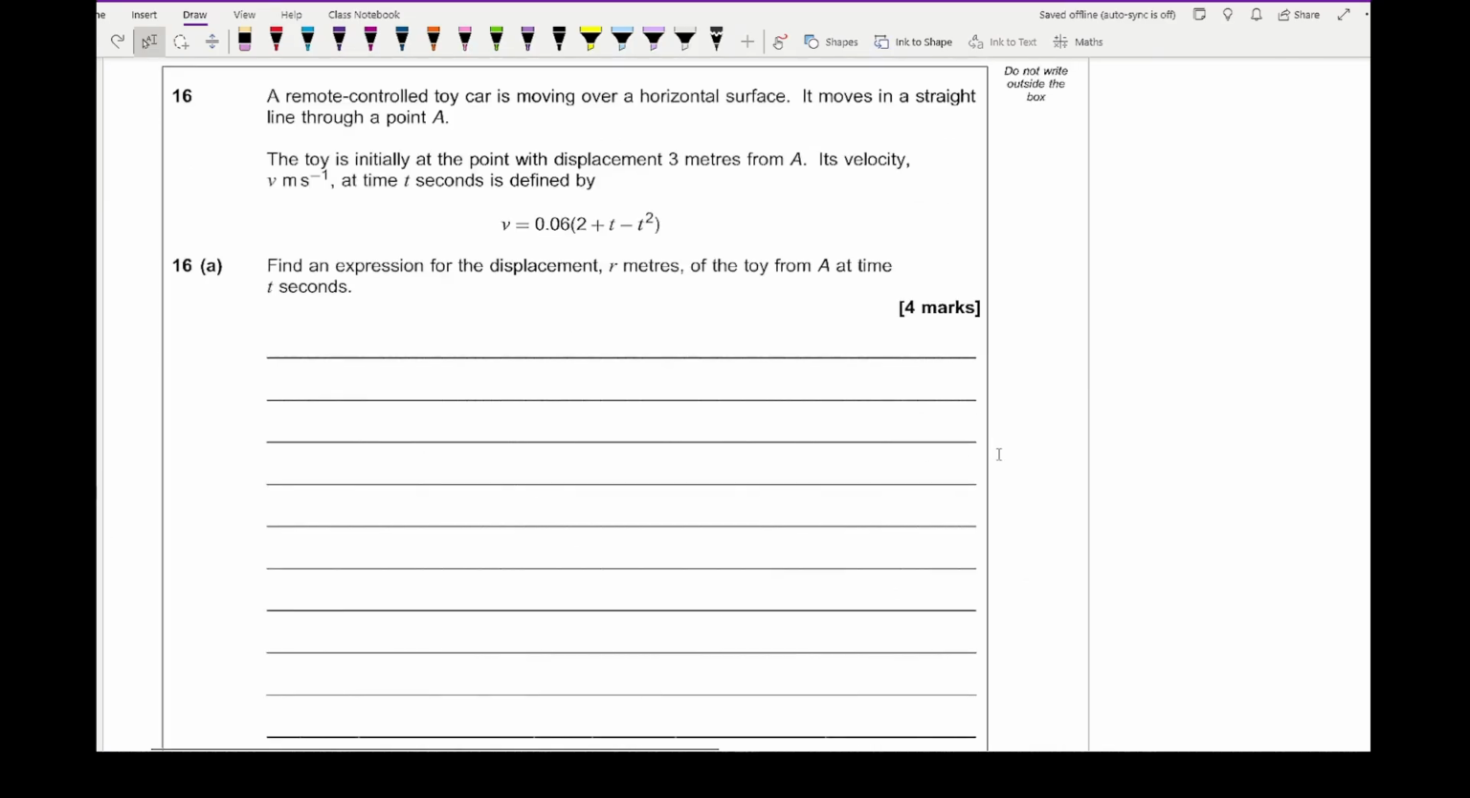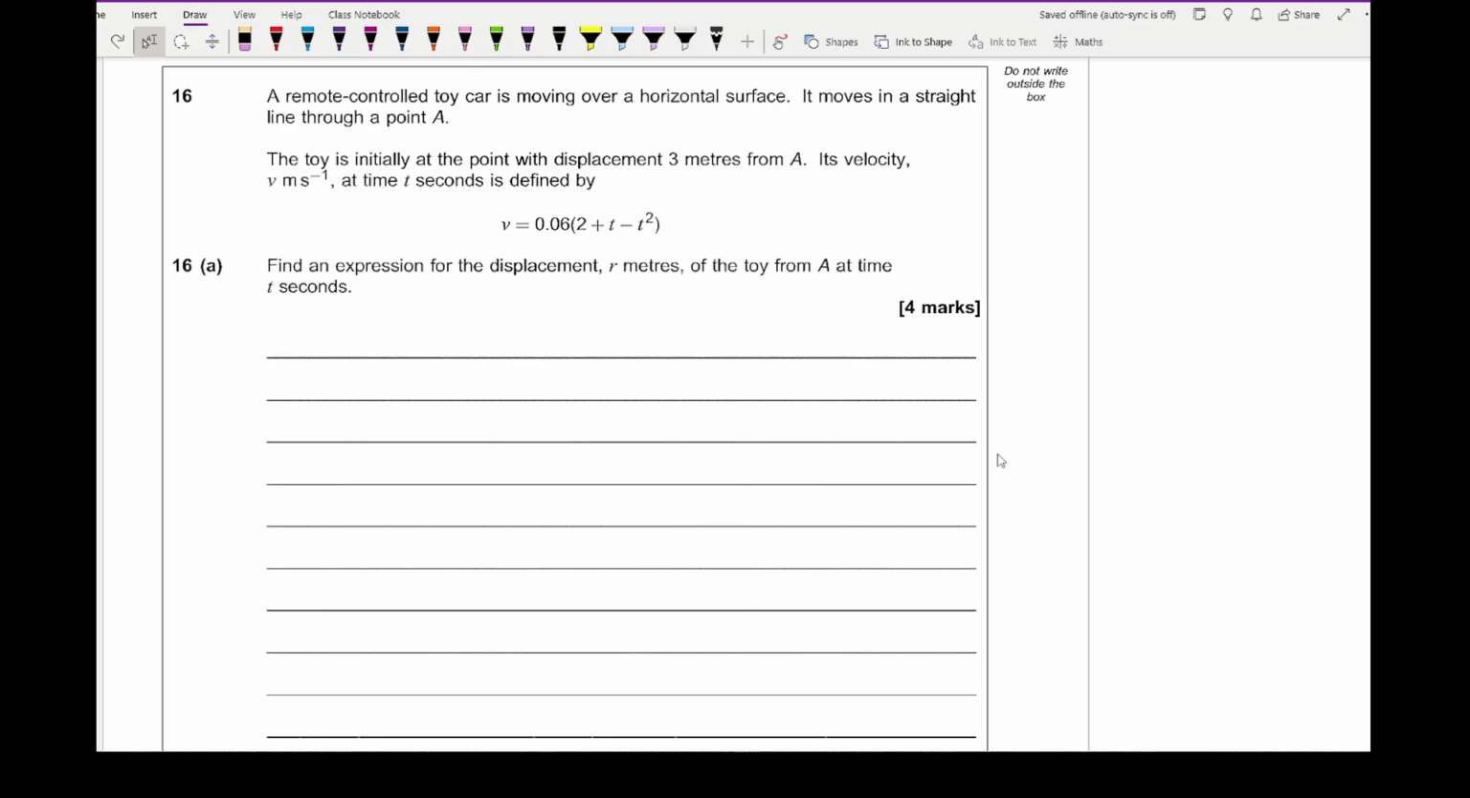Question 16. A remote controlled toy car is moving over a horizontal surface. It moves in a straight line through a point A. The toy is initially at the point with a displacement 3 meters from A. Its velocity v meters per second at time t seconds is defined by v equals 0.06 bracket 2 plus t minus t squared. Part A, find an expression for displacement r meters of the toy from A at time t.